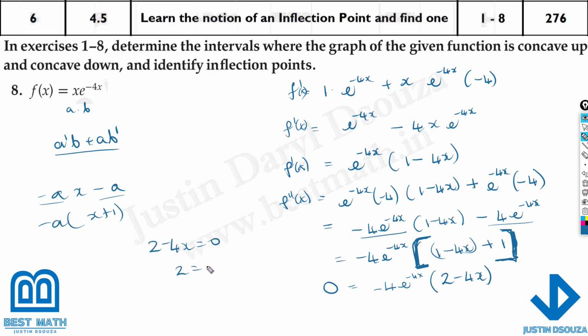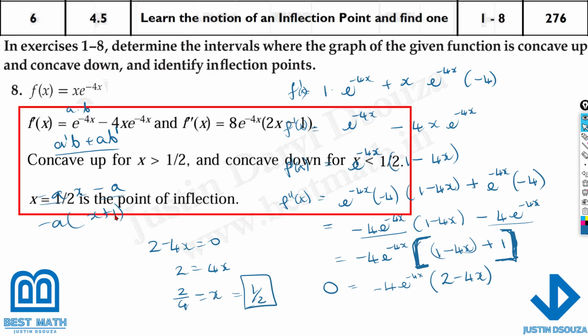Let's solve it up. It will be 2 is equal to 4x. Divide both sides by 4. It's 2 by 4 is equal to x. That is 1 by 2, right? 2 by 4 is half. So the critical inflection point must be at half. And yes, that's the point.